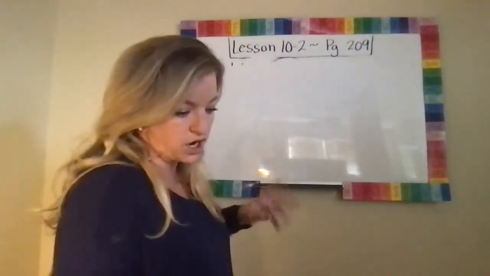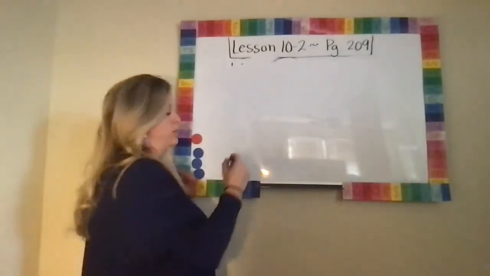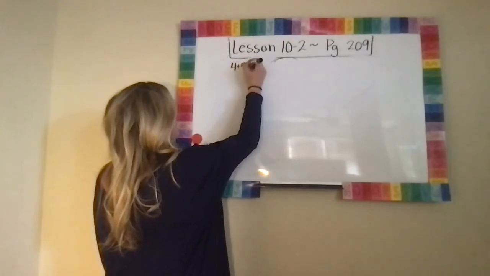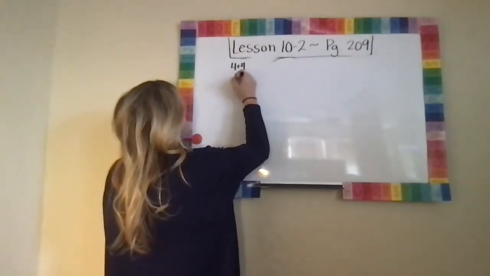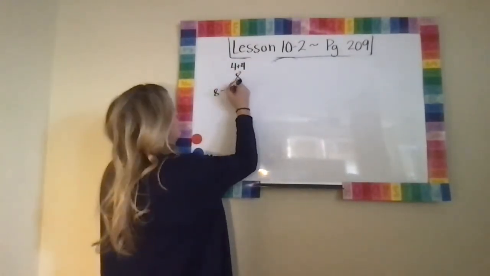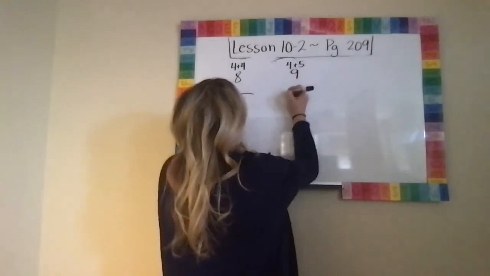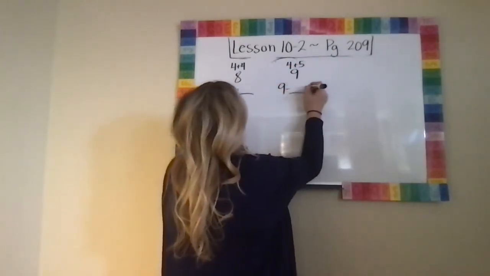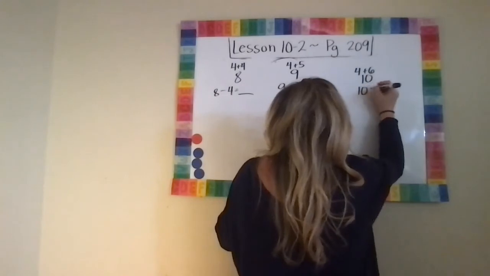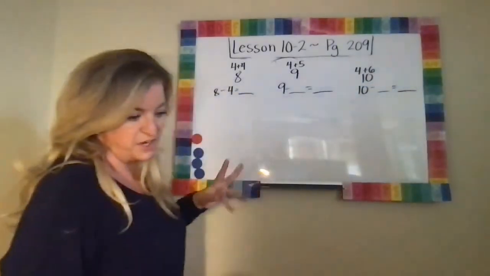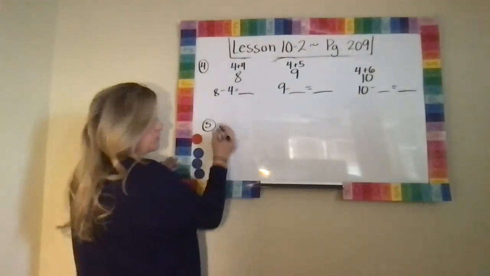Problem number 4 has, again, where we're taking the addition equation and we're turning it into subtraction equations. So you have 4 plus 4 equals 8. Oh, they have it down at the bottom. Is 8. So you're going to do 8 minus 4 equals blank. 4 plus 5 is 9. So 9 minus blank equals blank. 4 plus 6 is 10. 10 minus blank equals blank. And then I'm just going to go ahead and do problem number 4. I'm going to go ahead and start filling in number 5 too.